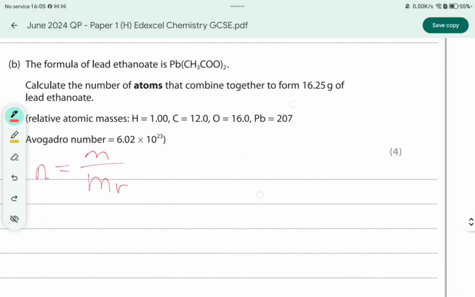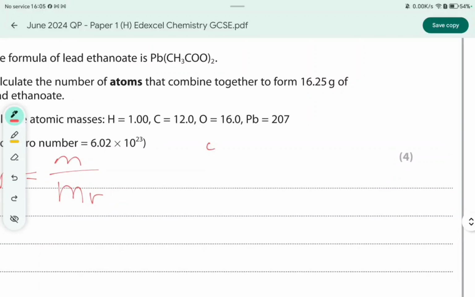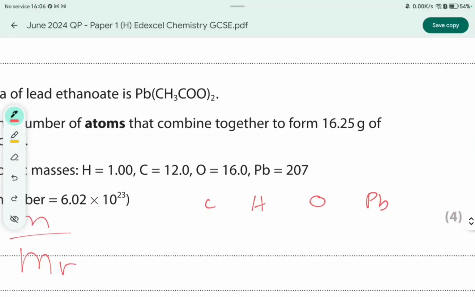So what I usually do is count the number of atoms we have. So C, hydrogen, oxygen, and lead. In this molecule, how many carbons do we have? We have 1, 2, but since it's multiplied by 2, it's going to be 4. Same thing for hydrogen, we have 3, but since it's multiplied by 2, it's going to be 6. For oxygen, same thing, 2, since it's multiplied by 2 again, 4. For lead, it's just 1. This 2 doesn't affect the lead, so it's just 1.